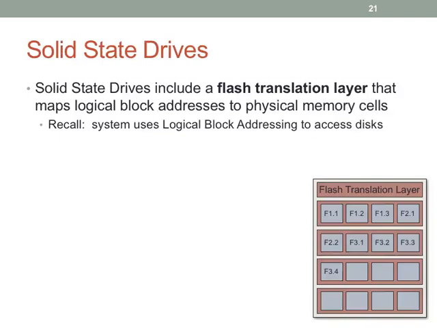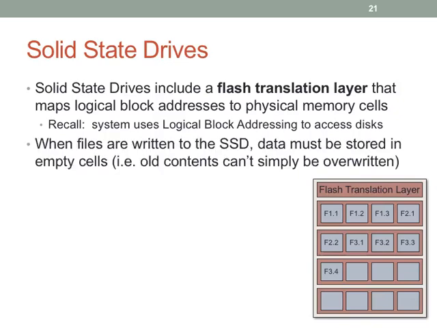Okay, so we have a flash translation layer that receives logical block addresses. So I want to access block 0. I want to access block 493. The flash translation layer says this is stored in this cell. Okay. And you'll notice the way that I have this in the picture, F1.1, 1.2, 1.3, so block 1, block 2, block 3 of file 1, and so forth. Okay. Now here's the thing.